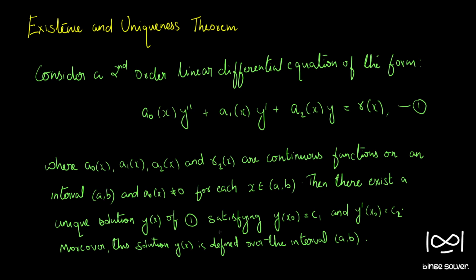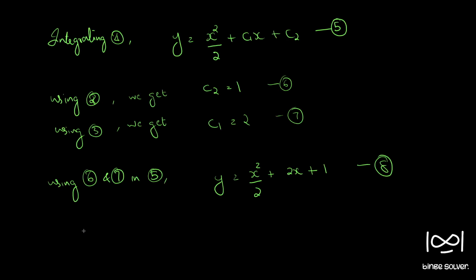These are the conditions, and if they are met, then for initial values y of x0 equal to c1 and y dash x0 equal to c2, there exists a y of x which is a unique solution to this differential equation. So there exists a unique solution if a0x, a1x, a2x and r of x are continuous in the defined interval, and a0x is not 0 for any x in that interval. So we can use this theorem and see whether these conditions are met.